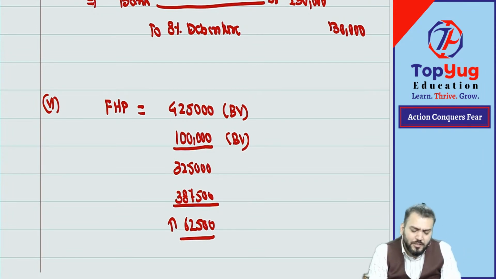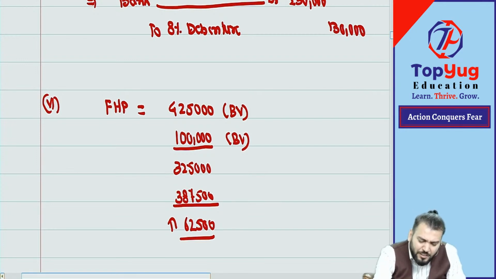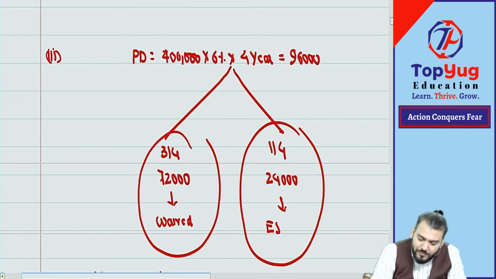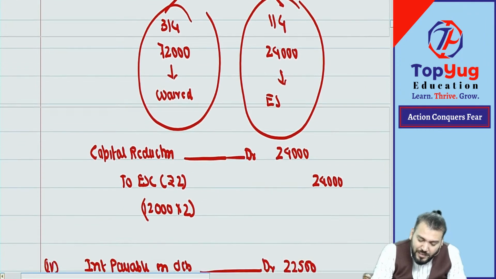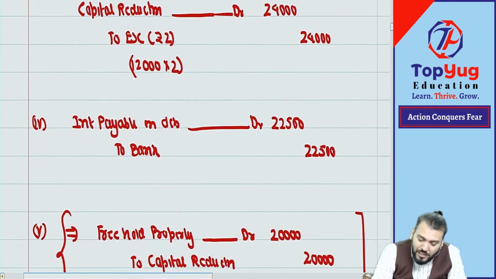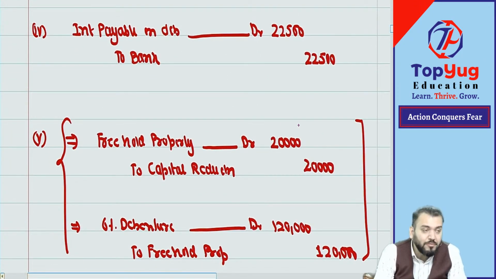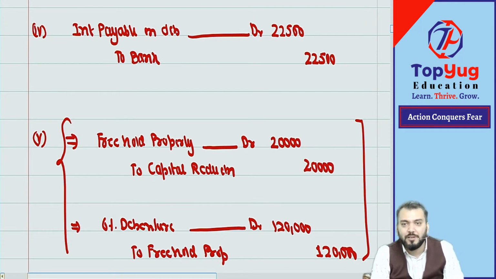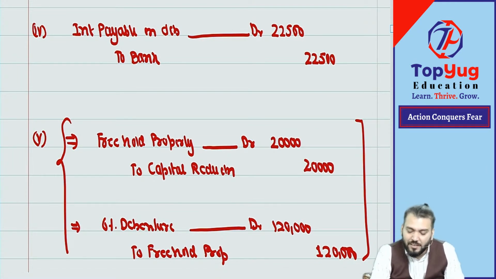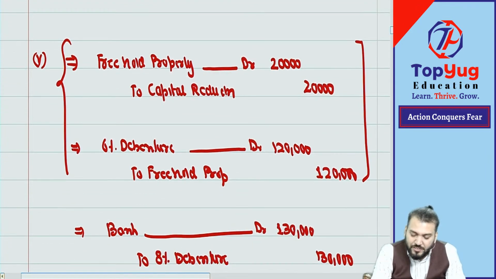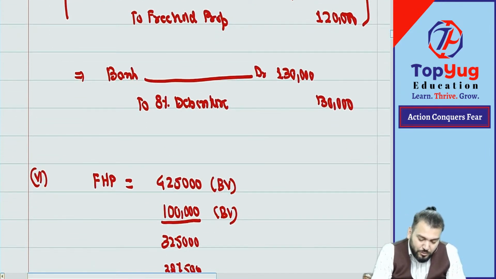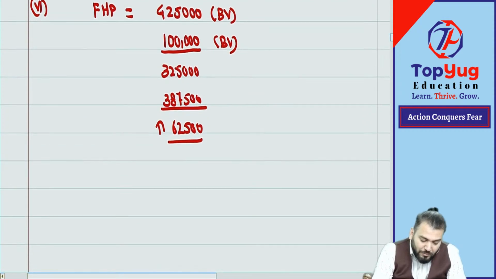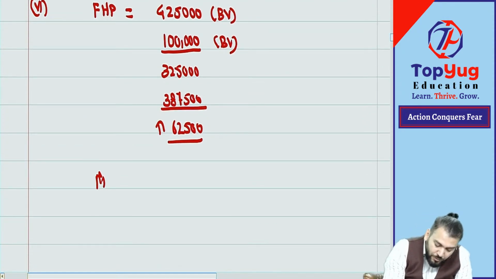Capital reduction account. So you can also do this journal entry together with this if you want, because this was also gain, right? So you can pass one journal entry with the total amount, or you can pass separate journal entries, your choice. That will not make a difference in marks. Don't worry. Let us do one journal entry for this. What will be the journal entry? Freehold property account debit.